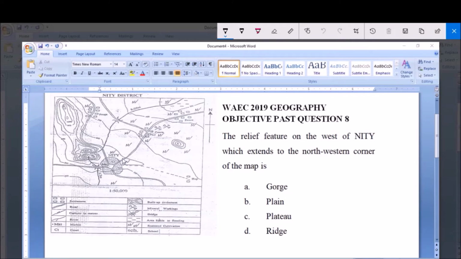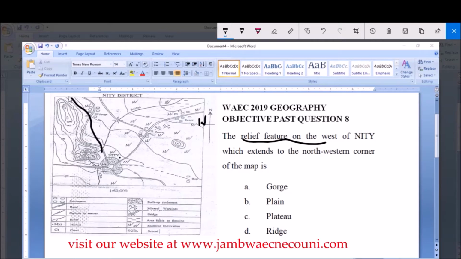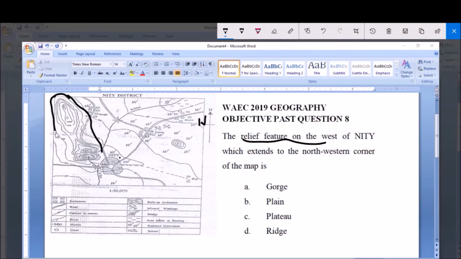So this is Niti on the map, and we are asked to look for the relief feature on the west. So this is the relief feature. This is north, this is south, this is east, so this way is west. So west of Niti, which is this way, you have this relief feature here, and this relief feature extends up to the northwestern corner of the map. So this relief feature around here is what we are asked to consider. So we are asked what it is.